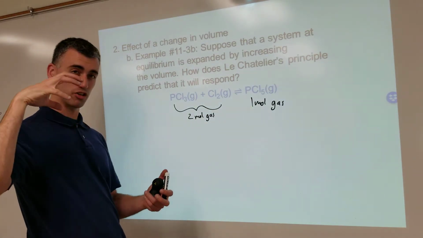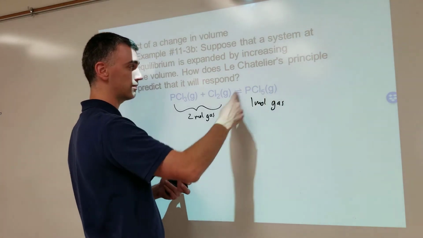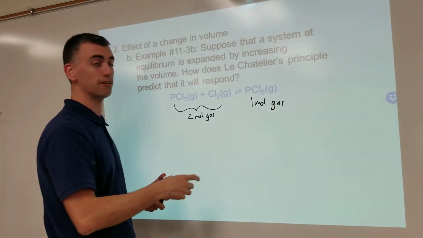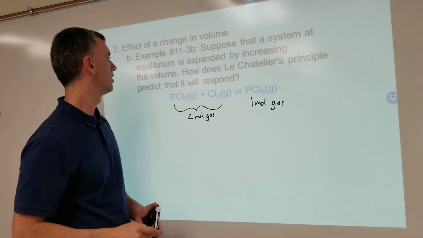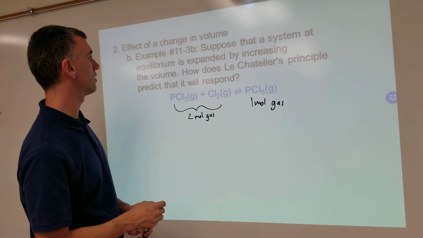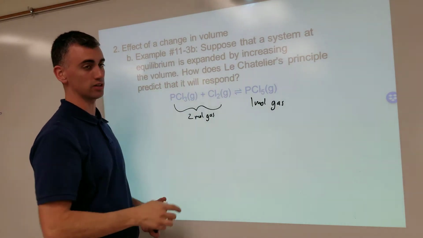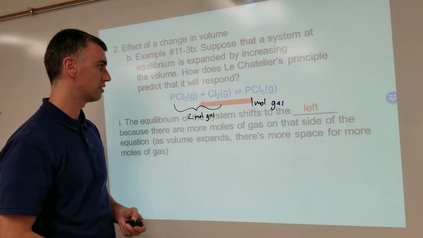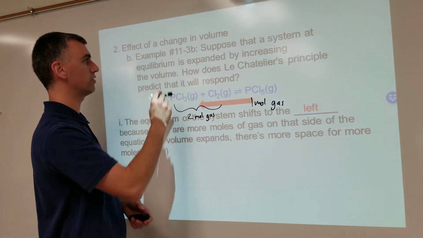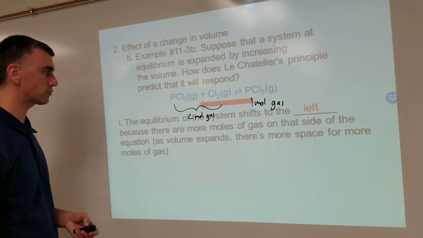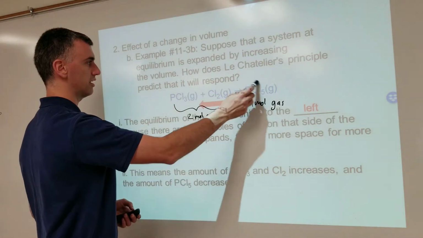So if we were to shrink it, that would favor the part that takes up less space, that would favor this. If we expand it, that favors the part that needs more space. That's this. So if we increase the volume, you're favoring the part that needs more space. You're favoring this one. And what that means is a shift toward the left. The part where there's more moles of gas is favored when there is an increased volume. So you're going to wind up with more of these and less of these.